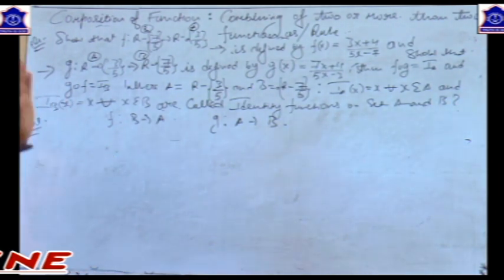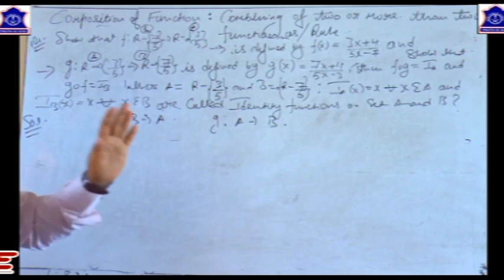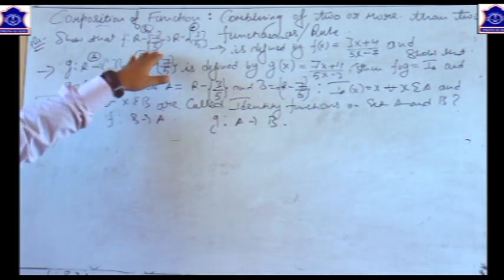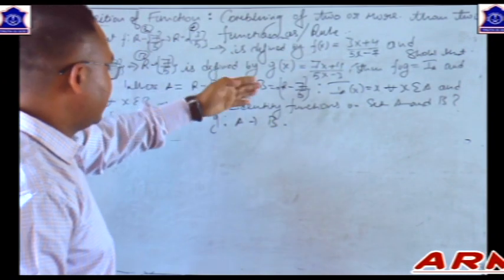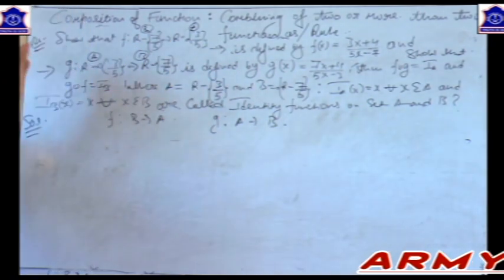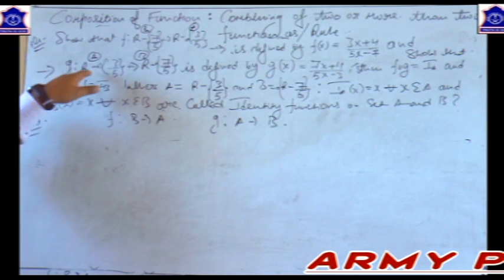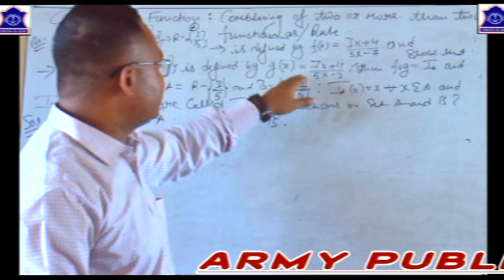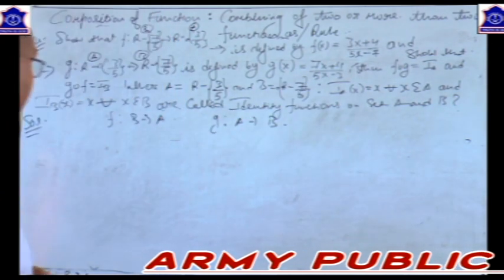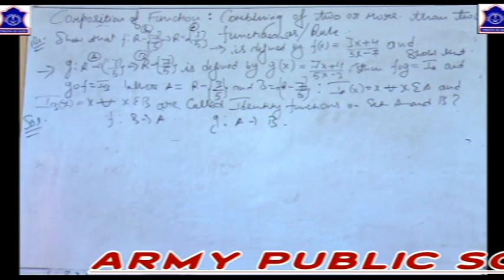This is the reason that in this question they have already made it easy: here is a function which is from real numbers minus 7/5 to real numbers minus 3/5, and another function g, which is from real numbers minus 3/5 to real numbers minus 7/5, and which is defined by g(x) equal to (7x + 4)/(5x - 3).